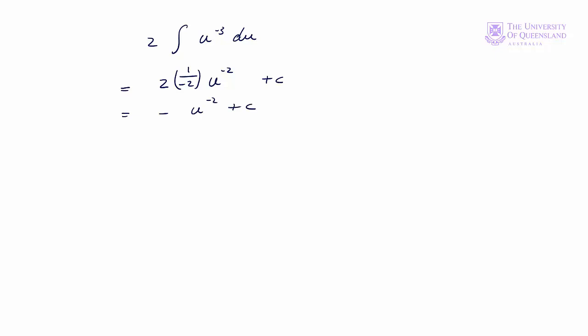Substituting back in for u, we'll have minus (x to the half minus 2) to the minus 2 plus c, or in its original form, minus 1 on the square root of x minus 2, all squared, plus c.